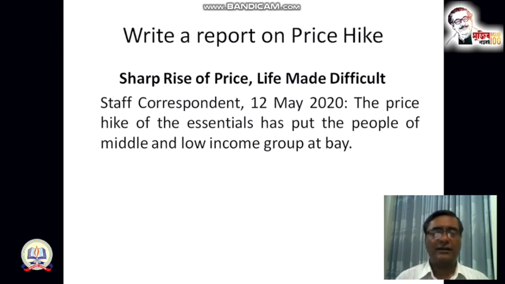Now, after giving the title, as we did in our previous report, staff correspondent, 12 May 2020. Just give the identity of the reporter and then the date, and don't write the name of the newspaper. And then we will provide the most important sentence of the report. We know that the name of the sentence is hook sentence or nut graph, and we have to provide the major information over here. The price hike of the essentials has put the people of middle and low income group at bay. At bay means in difficulties. Now, this is newspaper English. So if you think that this is a tough phrase, you can use instead of at bay, into difficulties or something like that.